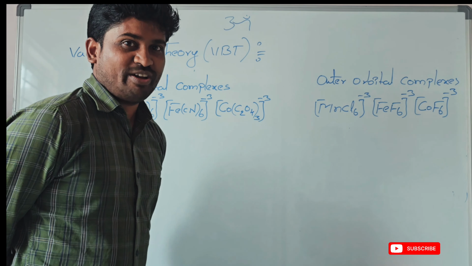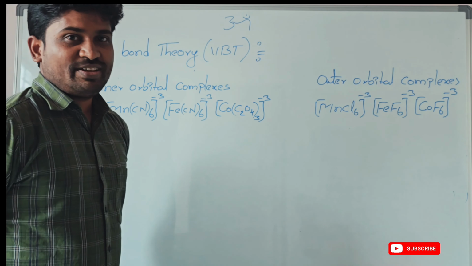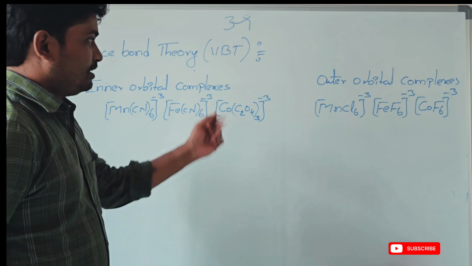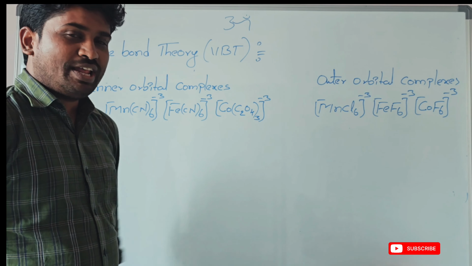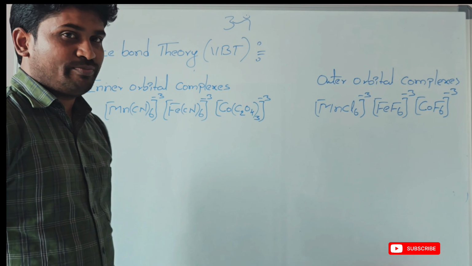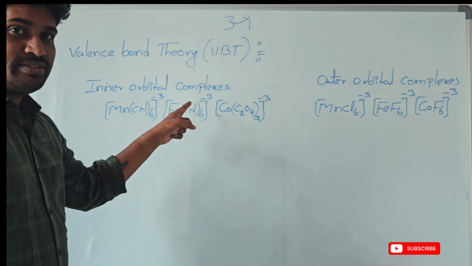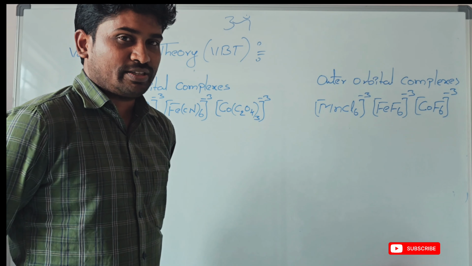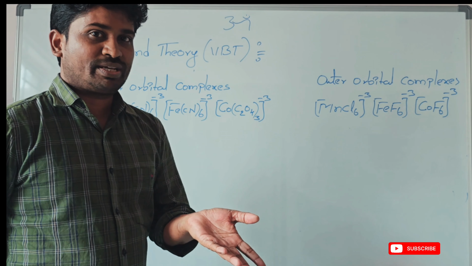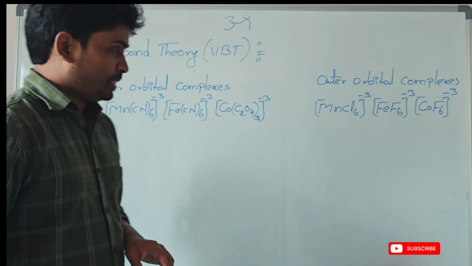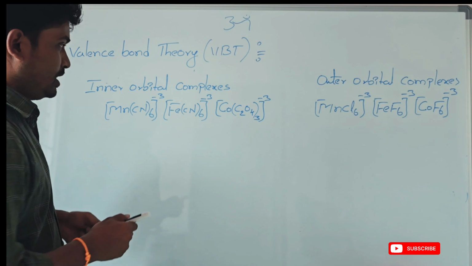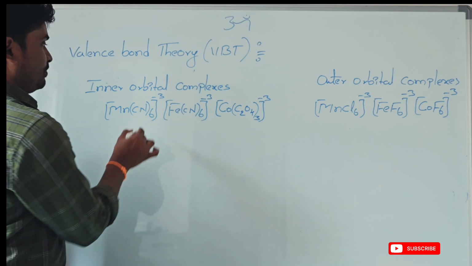Good morning, students. Previously, we discussed valence bond theory; this is a continuation of valence bond theory. According to valence bond theory, complexes are of two types: inner orbital complexes and outer orbital complexes. We already discussed in the previous video what an inner orbital complex is and what an outer orbital complex is. When the inner d orbital is used in hybridization, that is an inner orbital complex.